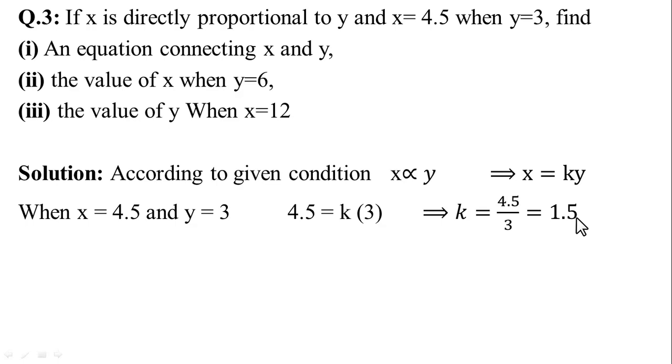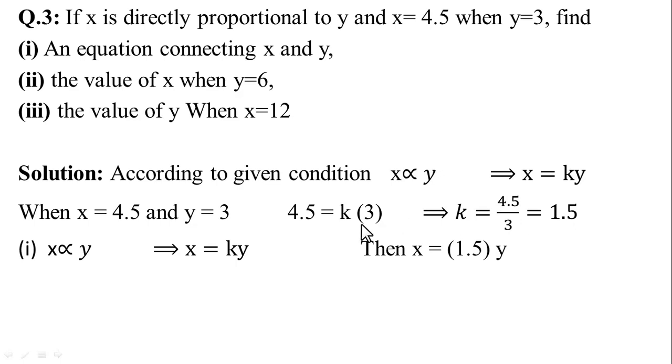In the first part, an equation connecting x and y. So we will write the relation: x is directly proportional to y. Removing the proportionality sign, x is equal to ky. Putting the value of k, then x is equal to 1.5 into y.